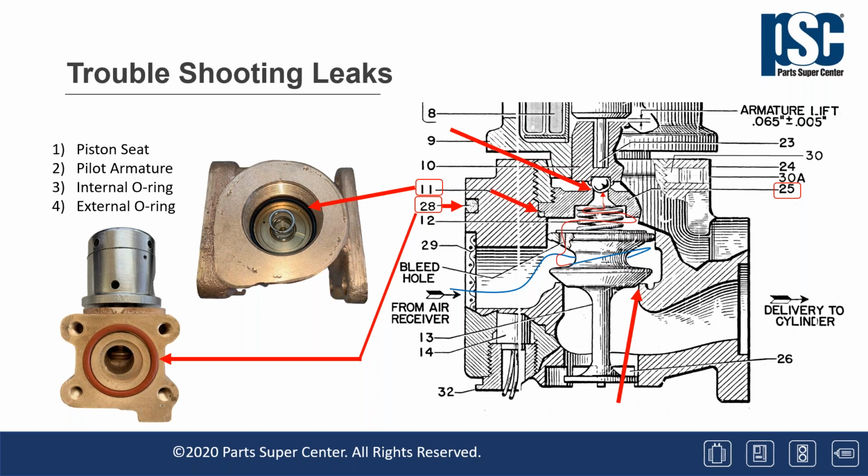If the air is leaking past the pilot armature seat or the internal O-ring inside the valve body, you'll be able to detect that at the interface between the upper coil housing and the brass valve body that sits directly below it.